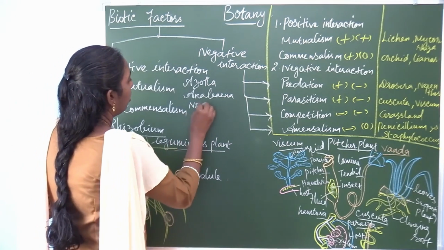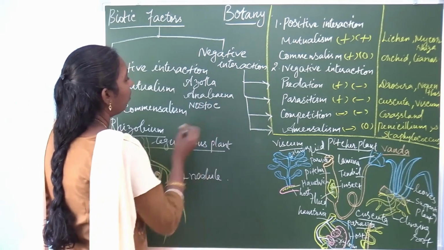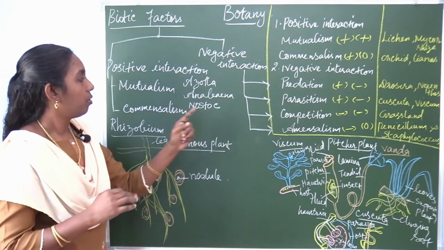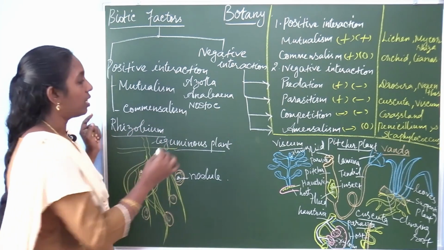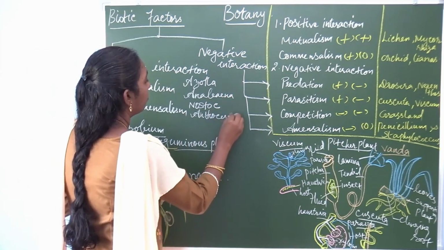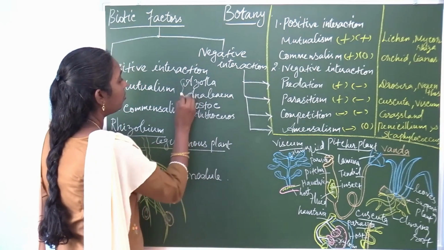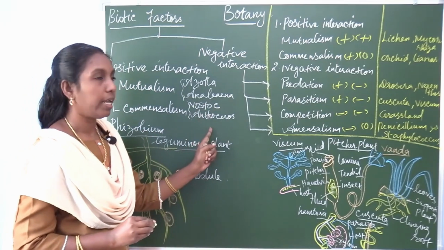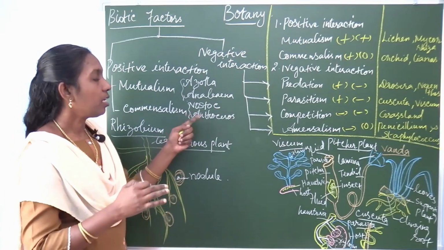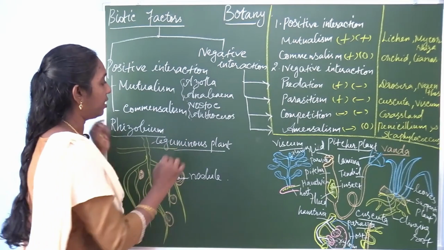Nostoc is one of the cyanobacteria which also lives with Anthoceros. Anthoceros is a bryophyte. So Nostoc and Anthoceros have a mutual relationship. Anthoceros, the bryophyte, fixes nitrogen, and both are mutually benefited.